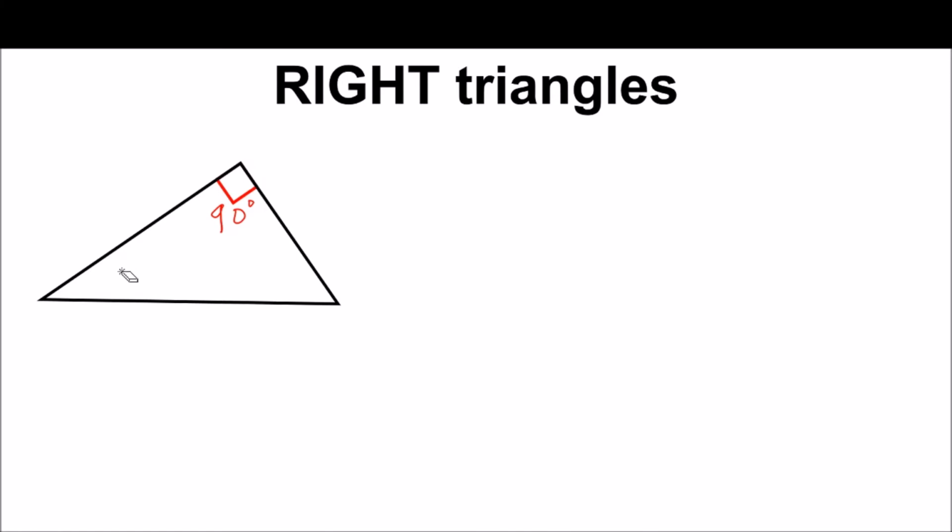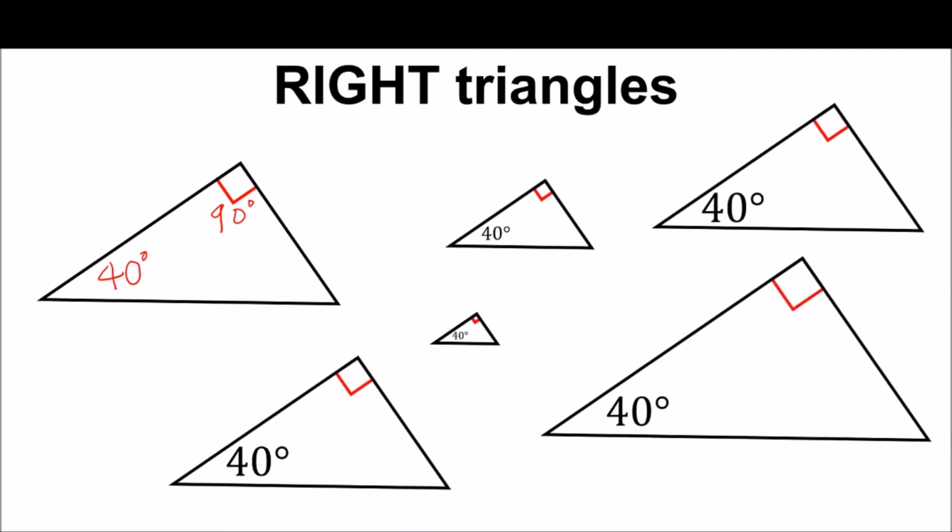And then when we study these, we notice that if we know one of the other angle measures, like let's say this is 40 degrees, we notice that this right triangle is going to be similar, as in have the same shape, as literally any other right triangle with the same angles. So here's a bunch of other right triangles with 40 degrees. These triangles on the screen here all have the same shape. They're similar.